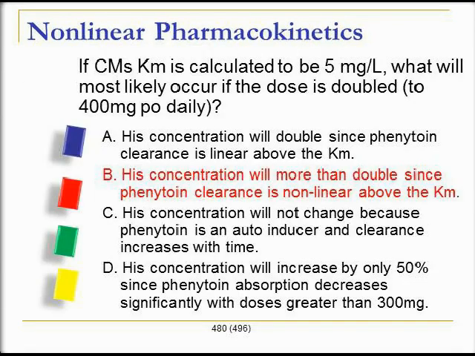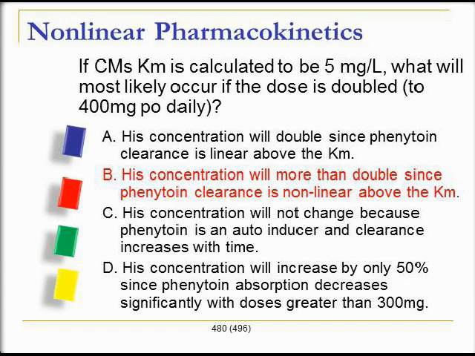So the answer then to this particular question is B. His concentration will more than double since the phenytoin clearance is nonlinear above the Km. And because the Km for phenytoin is about 3 to 6, we are going to be above, and so there's nonlinear elimination, so doubling the dose will more than double the concentration. Now, phenytoin is not an autoinducer. That's carbamazepine. That's the autoinducer.